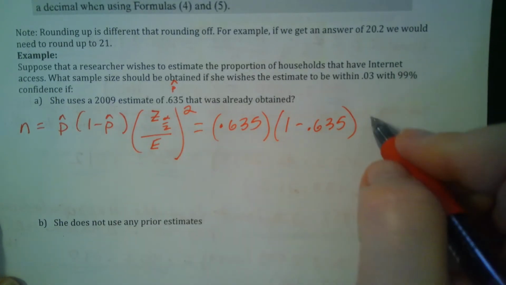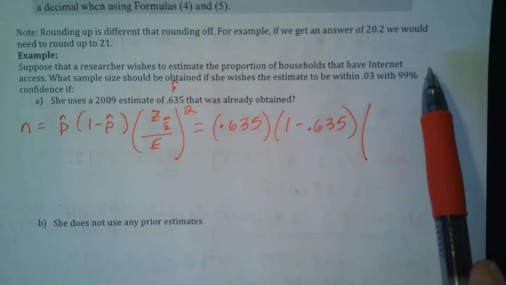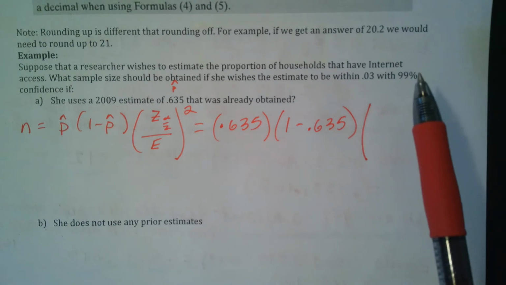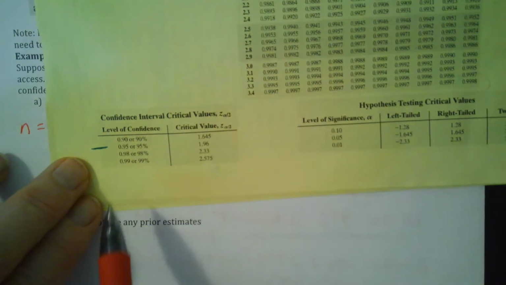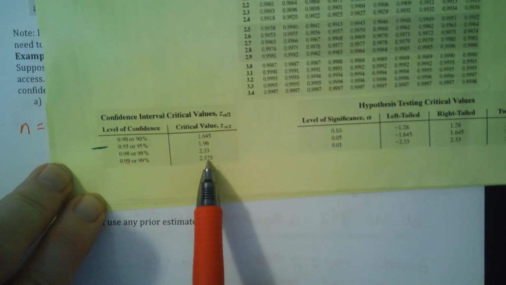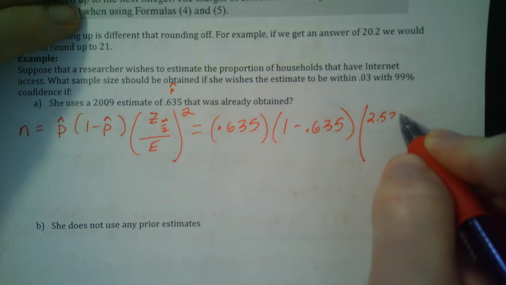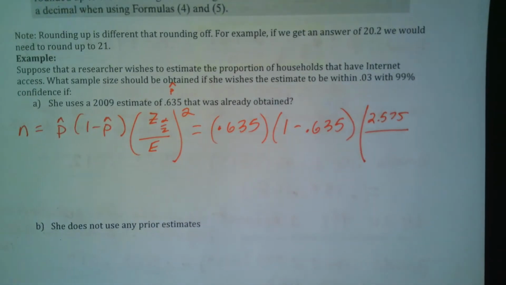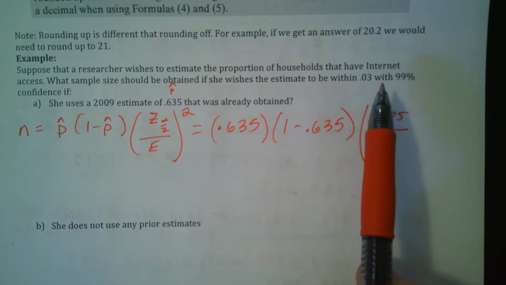Then we multiply that by z of alpha over 2. Again, we find that from table 5. You need to know your confidence level. If you are 99% confident, we go to table 5, look up a 99% confidence level, and we find that our critical value is 2.575. We're going to divide that by the margin of error. The margin of error, I want to be within 0.03 or 3%.